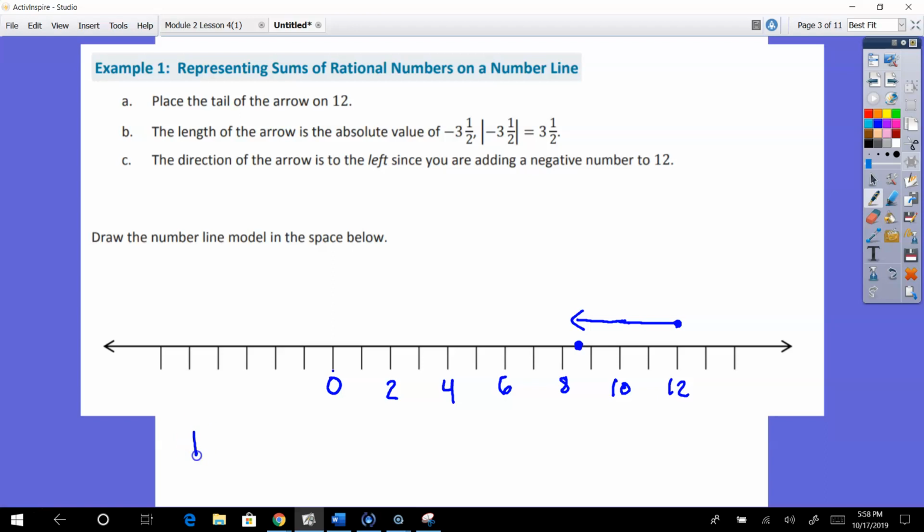So then we have 12 plus a negative 3.5 equals 8.5, or 12 minus 3.5 equals 8.5. Not really sure why we did that as an exercise and an example, but that's what our book is calling for, so I guess we're just going to get some more practice.